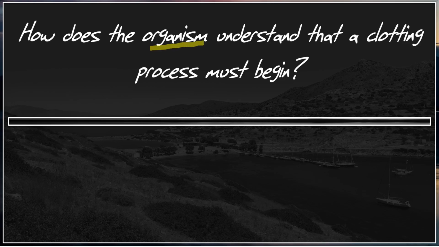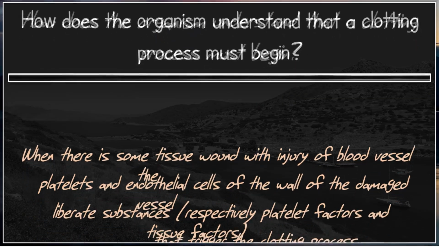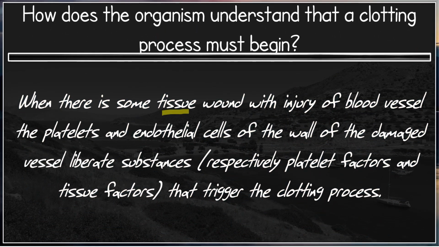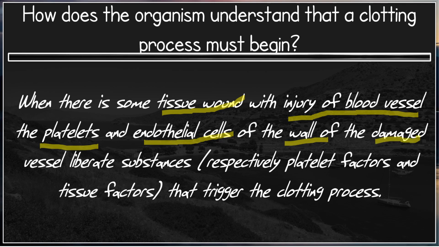How does the organism understand that a clotting process must begin? When some tissues are wounded with injury of blood vessels, the platelets and the endothelial cells of the walls of the damaged vessels liberate substances, respectively platelet factors and tissue factors, that trigger the clotting process.